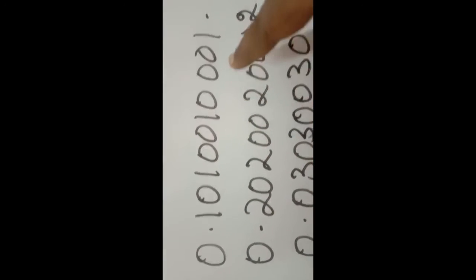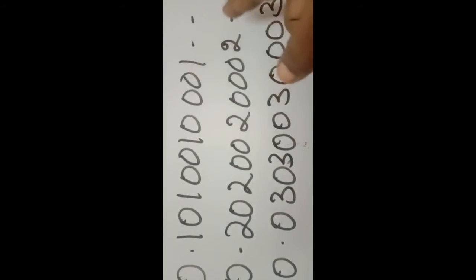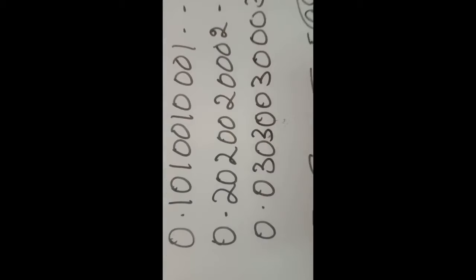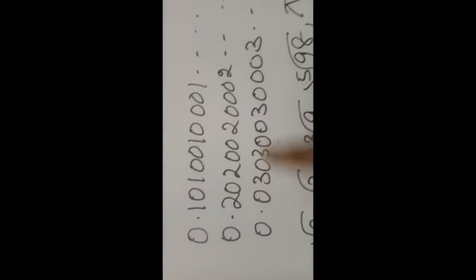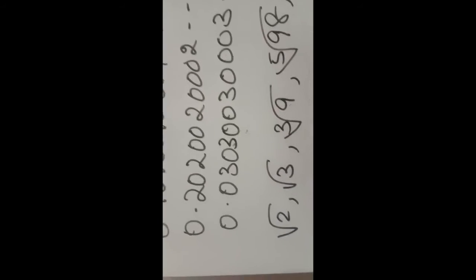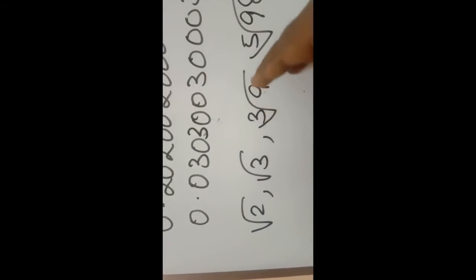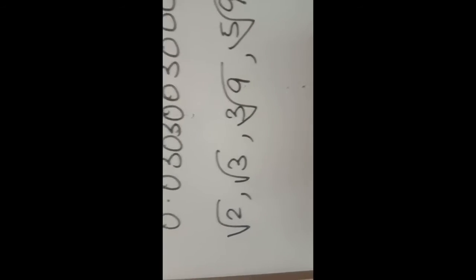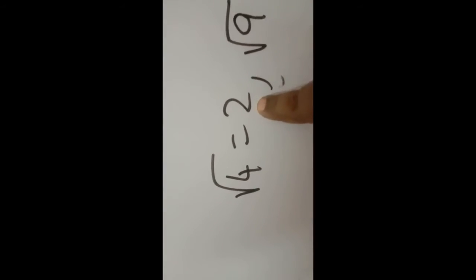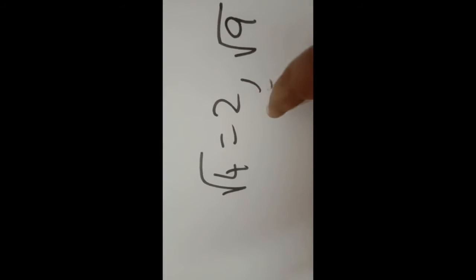For example 0.101, 001, 0001, etc. Suppose it is 10, 10, 10, it should repeat like that. Then only it is a rational number. Otherwise it is not a rational number, it is an irrational number. These are a few examples for irrational numbers. In the same way, root 2, root 3, root 5 are all irrational numbers. Root 4 is not irrational. It is rational because root 4 equals 2. 2 is a rational number. 2 can be written as 2 by 1 in the form of P by Q.